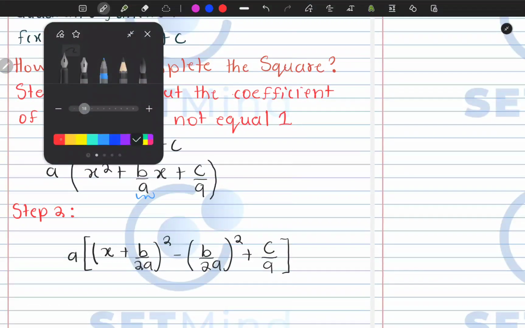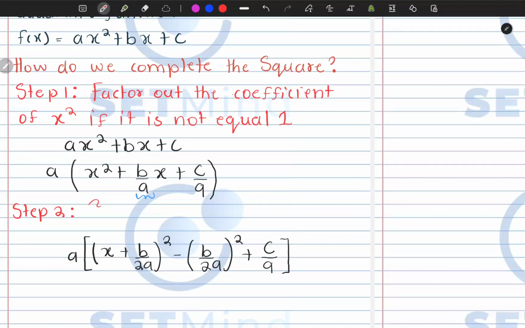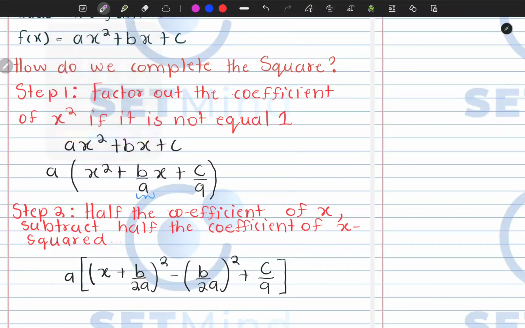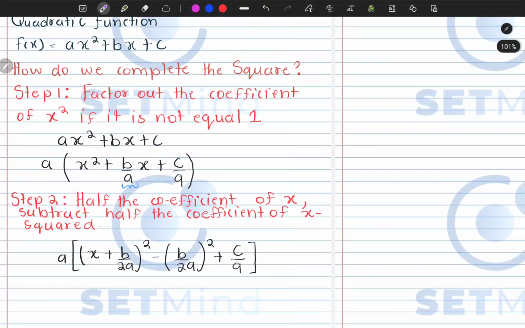So essentially for step number 2, all you want to do is halve the coefficient of x and then subtract it when it has been squared inside the bracket. So that is what we did here. You halve the coefficient of x, which was b over a. When we halve it, it becomes b over 2a. Then you subtract that halved coefficient squared. That is what we did here.